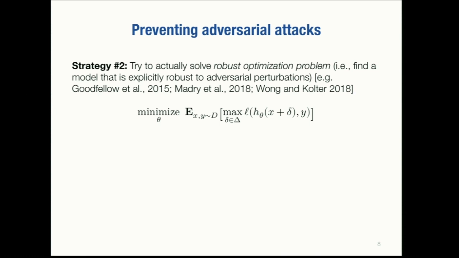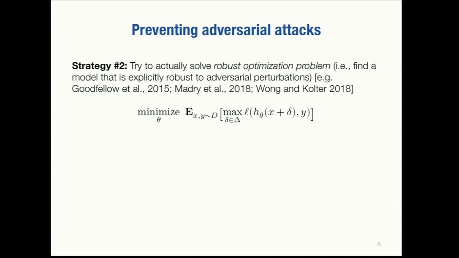But the idea is, instead of minimizing our normal loss, we actually want to train our network to minimize the loss of XY pairs drawn from our distribution. We want to add this maximization over the perturbation into our training procedure, right? So we want to train models such that we get low loss not only on the examples themselves, but low loss on the worst case perturbation around those examples, right? And that's going to be our goal here for deep networks.